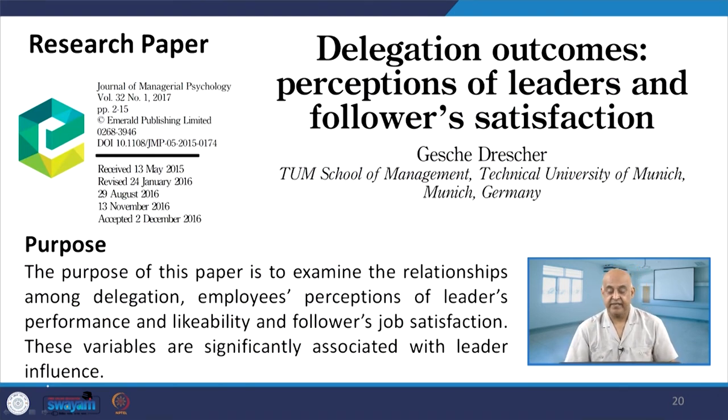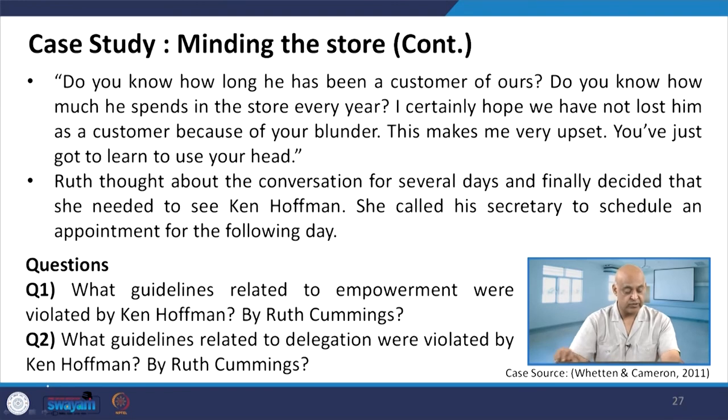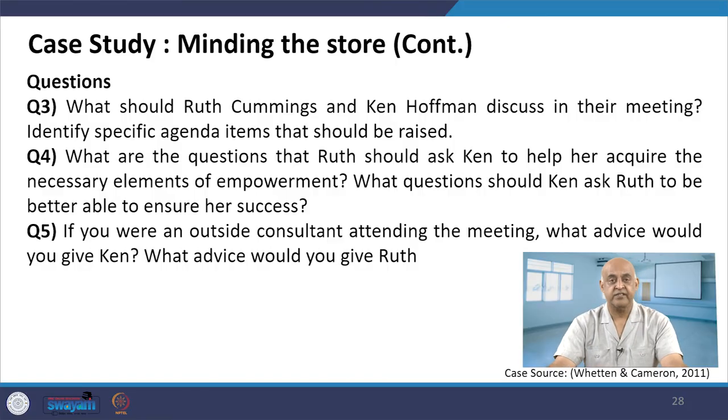As usual, this is the research paper about delegation outcomes, perceptions of leaders and followers' satisfaction, and as different studies have been mentioned, we have to go through these different research papers. And this is the case study, Minding the Store. By going through this case study, you will be able to answer these questions. What empowerment guidelines were violated by Ken Hoffman and Ruth Cummings? You can do this as a new assignment also. What guidelines related to delegation were violated by Ken Hoffman and Ruth Cummings? So please go through this case study and answer these questions, and on the basis of that you will be able to understand the practical implication of empowerment and delegation.